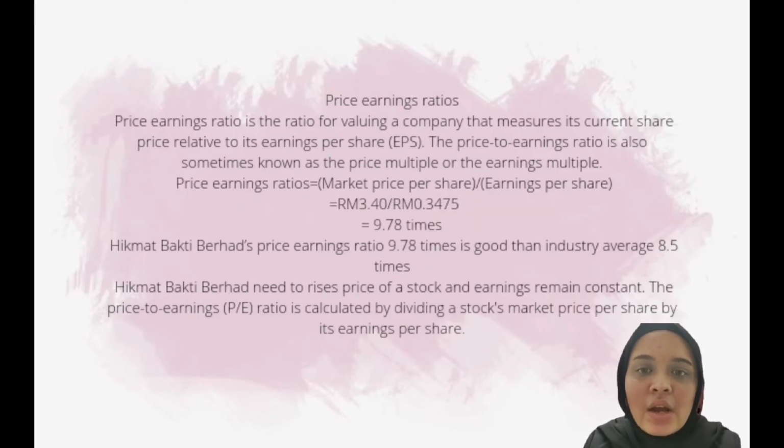Price earning ratio is the ratio for valuing a company that measures its current share price relative to its earnings. The price earning ratio that I've got is 9.25 times. Hikmat Bati Berhad's price earning ratio is better than the industry average, 8.5 times. Hikmat Bati Berhad needs to raise the price of its stock while earnings remain constant.